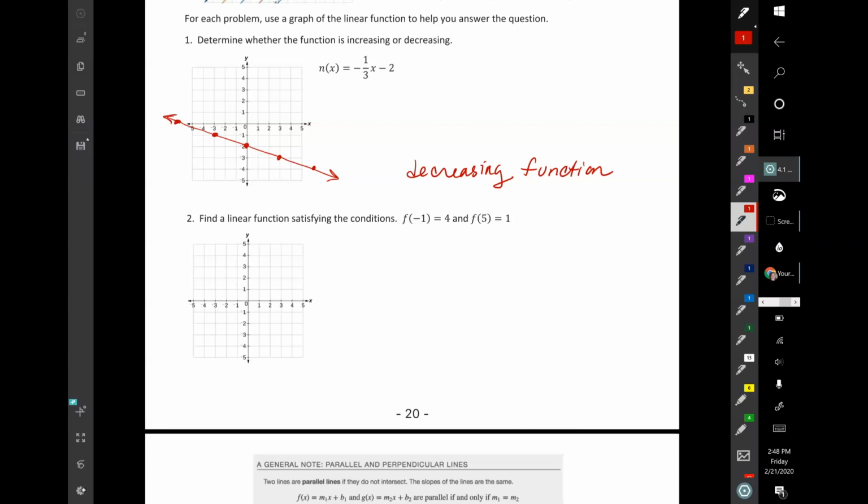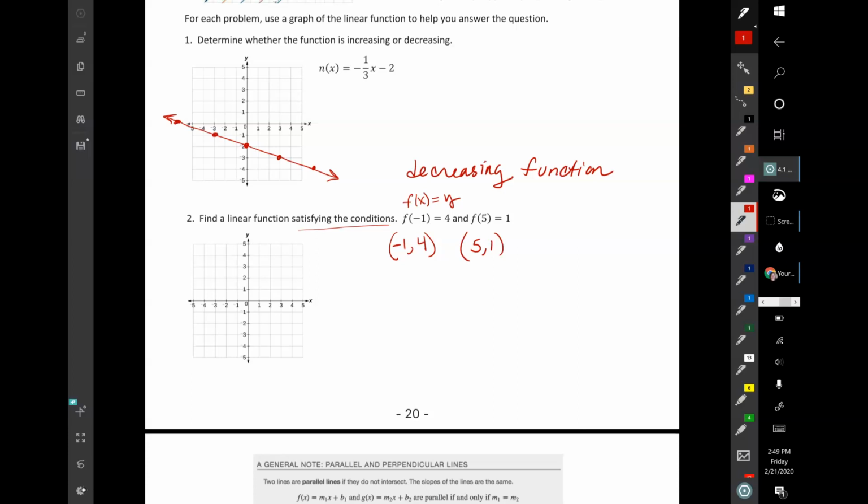Number 2, find a linear function satisfying the conditions f of -1 equals 4 and f of 5 equals 1. So my input is -1, output 4 for the first one. Get used to thinking of those in terms of points, like an f of x equals y situation. So then we would have the point (5, 1) for the other coordinate pair.